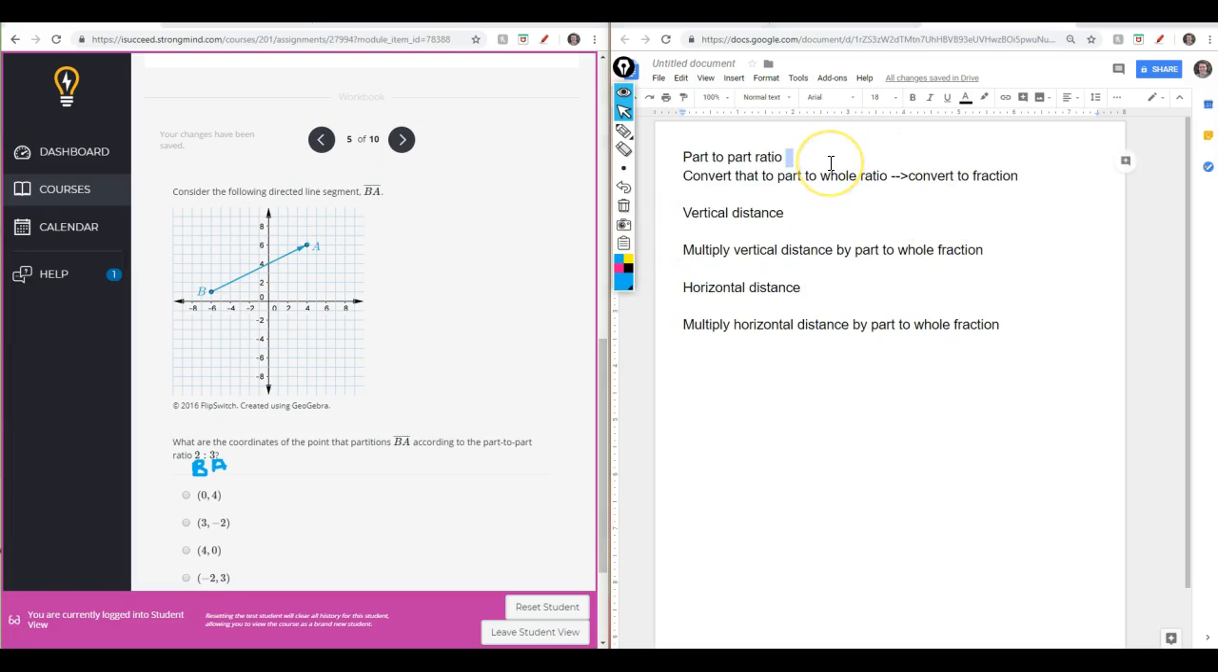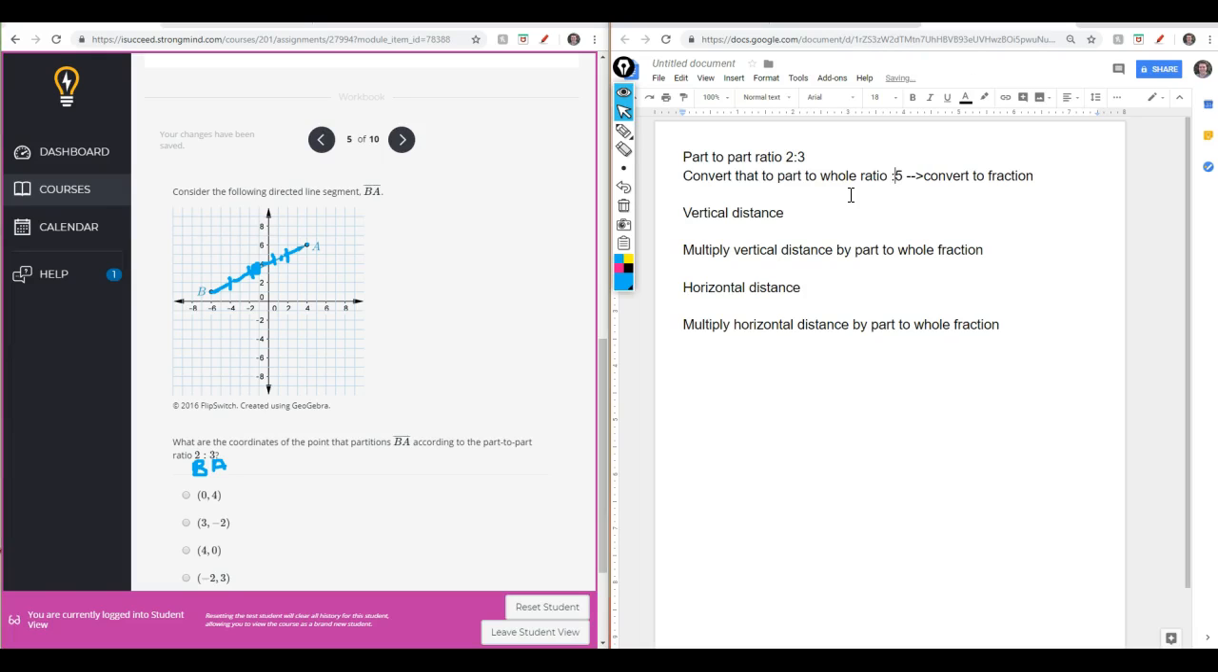So the first thing that I do is I find out that the part-to-part ratio is 2 to 3. That means that I have 2 segments before the point, say the point ended up being right here, and then I would have 3 segments after that point. So when I convert this to a part-to-whole ratio, how many total segments would I have? I would have 5 total segments: 2 from point B to the point and 3 after the point to point A. So I have a total of 5 segments.